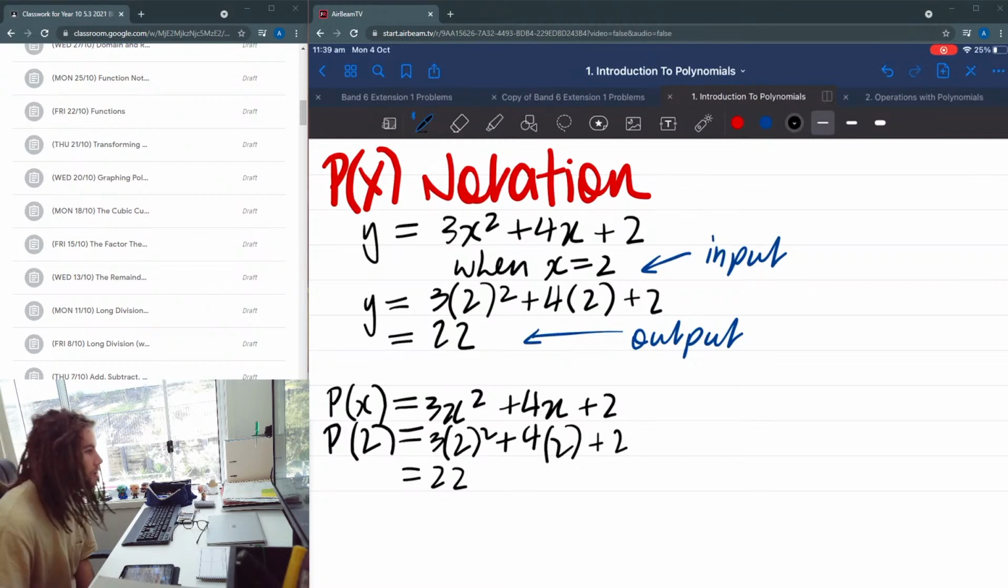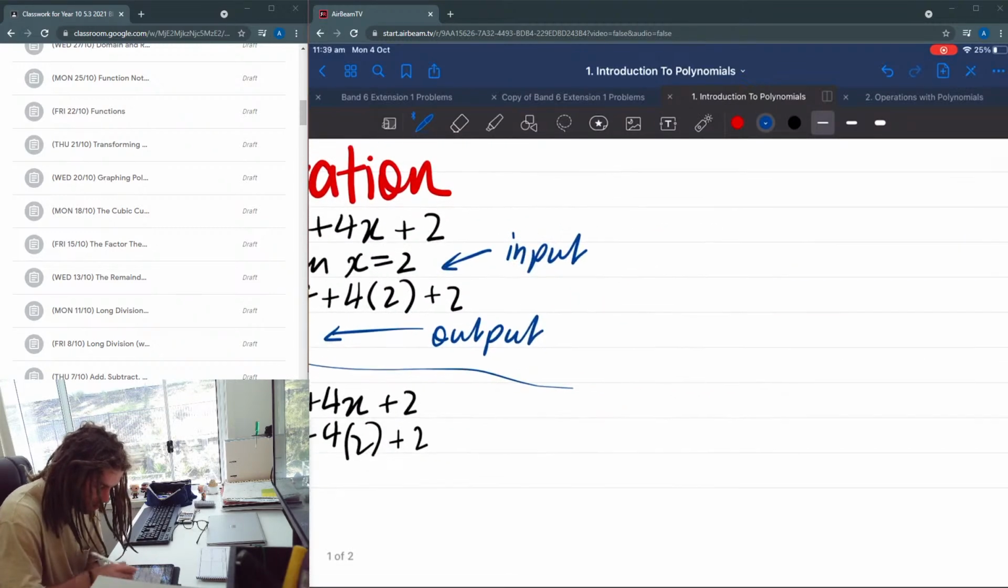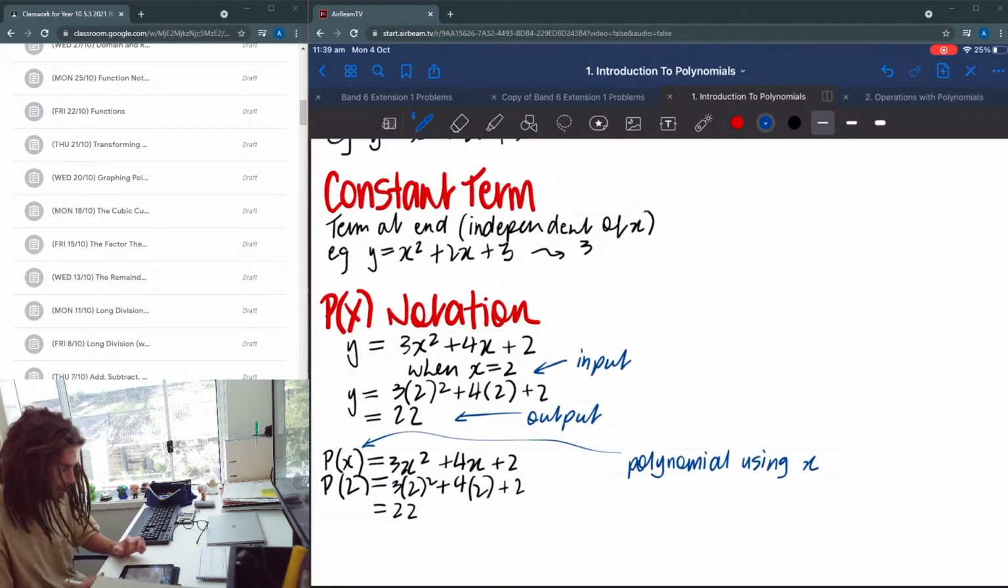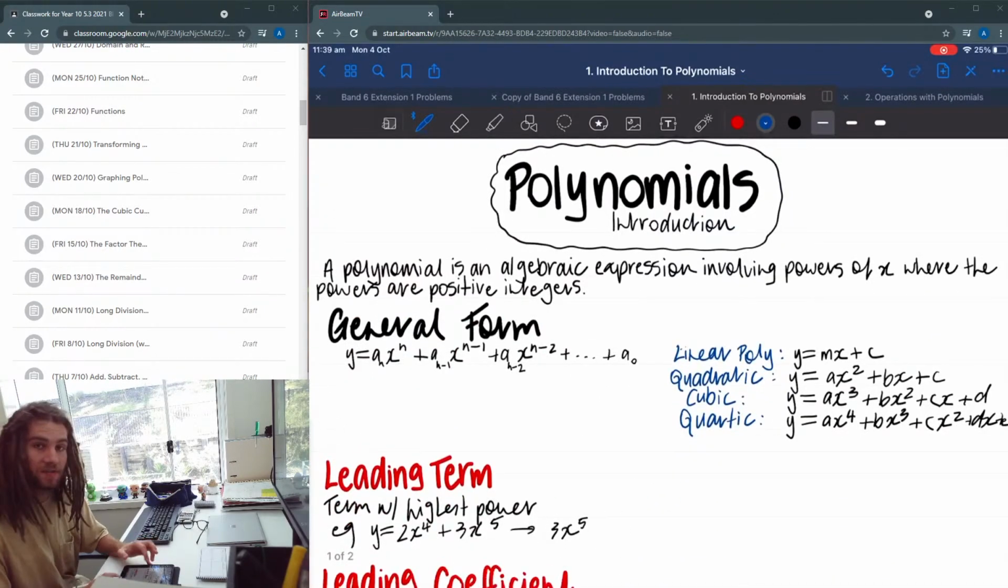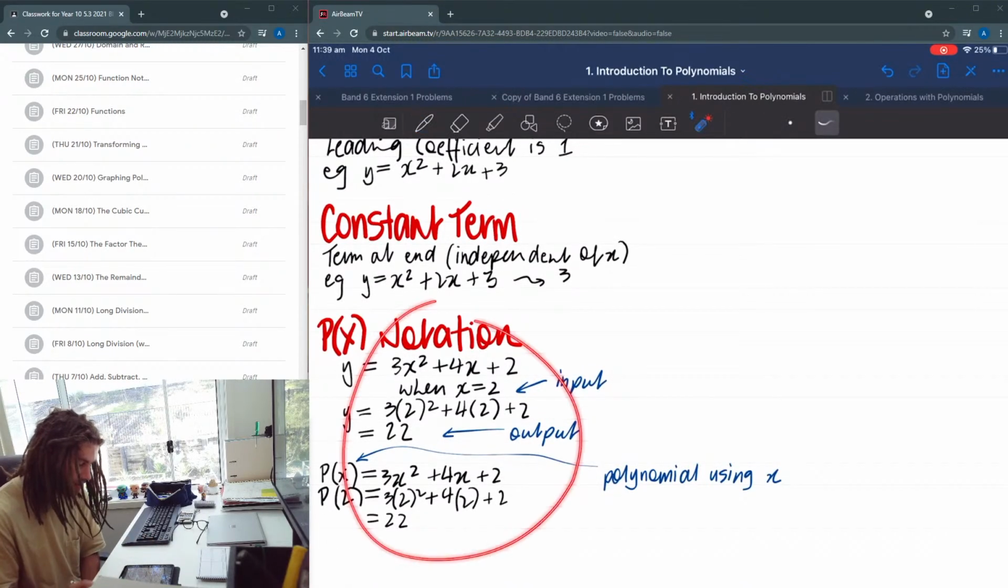So, is there anything I want to say about that? Not really. So I guess you can say that this is just a polynomial using x. Okay, so instead of thinking about these as expressions in graphs and stuff, we're going to start thinking about them as functions. So like a machine, like what we just did here.